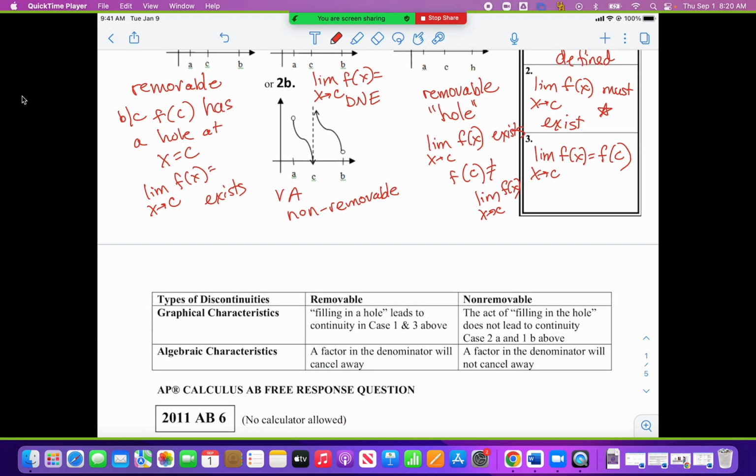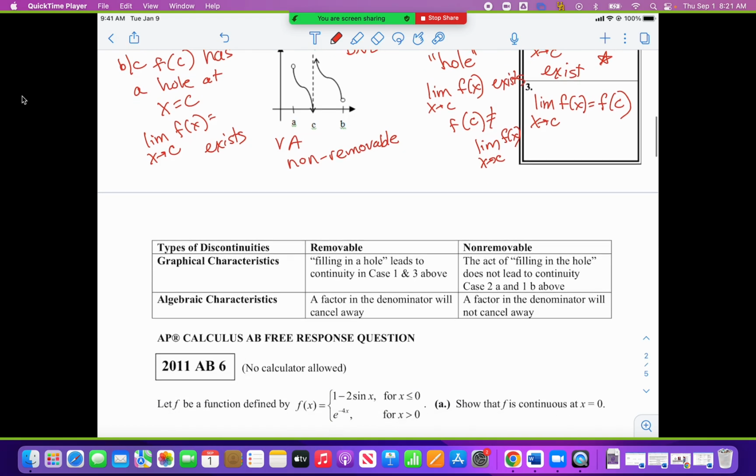So here we're just going to restate this in a nice chart. Types of discontinuities. The graphical characteristics of removable are that filling in a hole leads to continuity, in case 1 and 3 above. Algebraic characteristics: if you can factor the numerator and denominator, the factor will cancel, and that's where your hole is, and that's where pre-calculus comes in. For non-removable, the graphical characteristics are that the act of filling in the hole does not lead to continuity, case 2A and B. Algebraically, when you factor, the denominator doesn't cancel and you still have a problem.